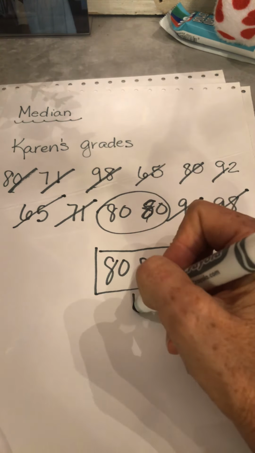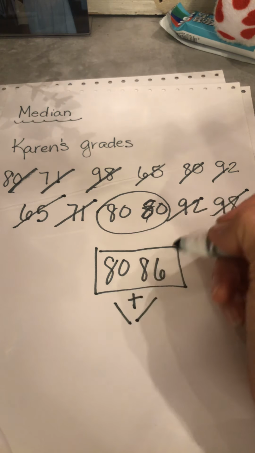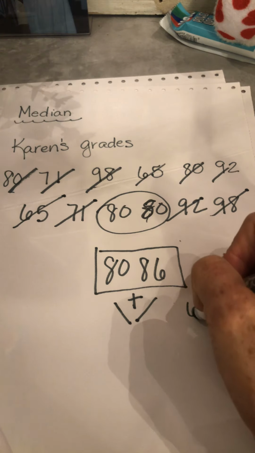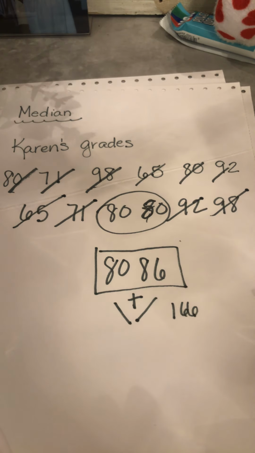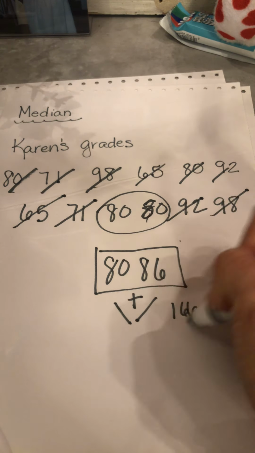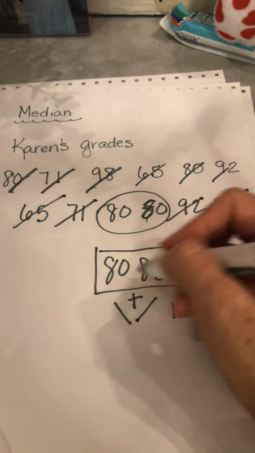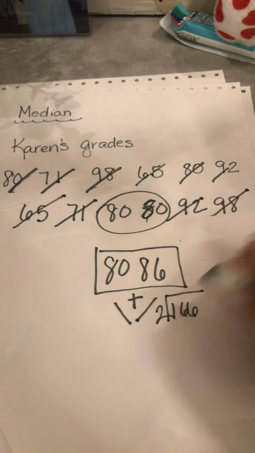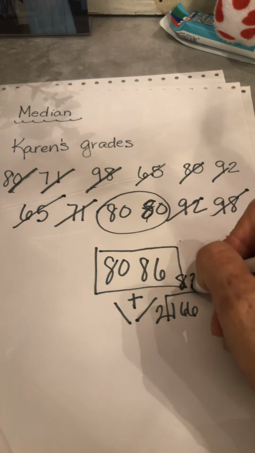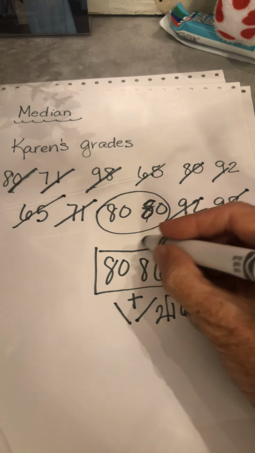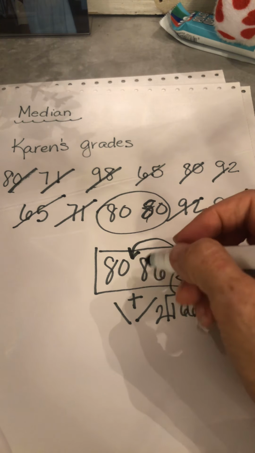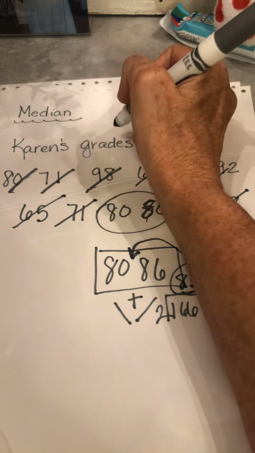So what I have to do is add these 2 numbers up. So I'd have to say 80 plus 86. Well, 80 plus 86 is 166. Now, that would not be the middle number. Because I have 2 numbers here, I'd have to divide by 2. And when I take 166 and divide by 2, I have 83. And doesn't that make sense? Doesn't it look like 83 would be right in the middle of these 2 numbers? So in that case, my median would be 83.